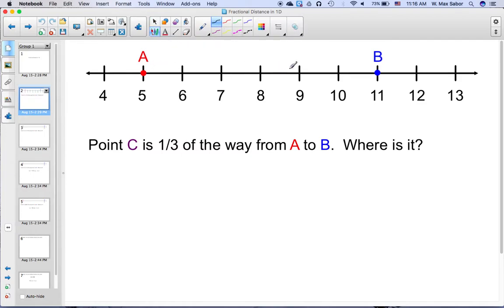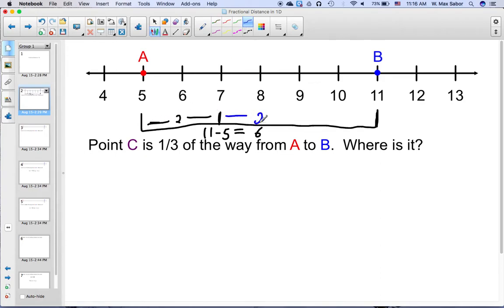So the idea is I want to break this into 3 equal pieces. This total distance was a size of 6. Yes? Between 5 and 11 is 6. 11 minus 5 is 6. That's our distance. And what's 1/3 of 6? Well, that's 2. And that's what we see here. This distance being 2, this distance being another 2, and this distance being another 2.